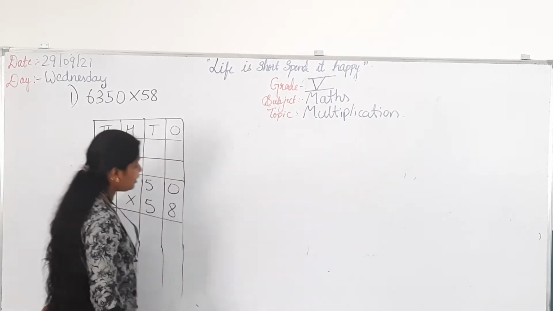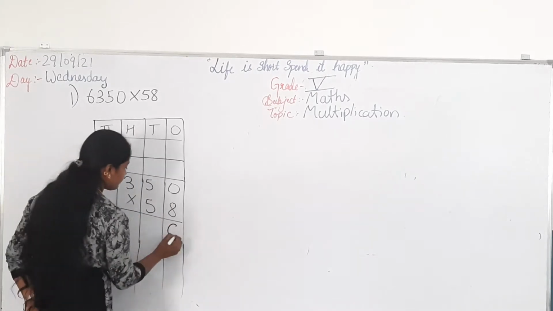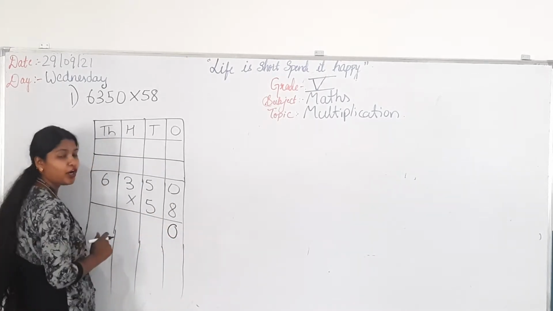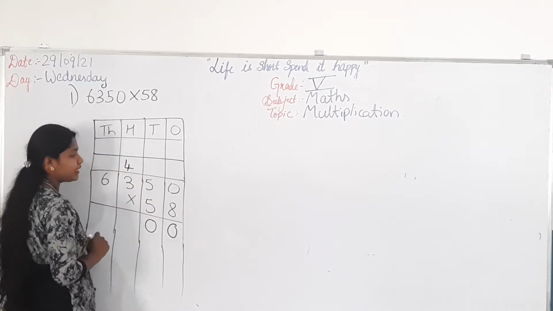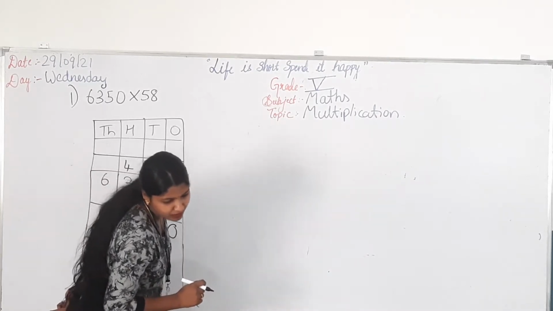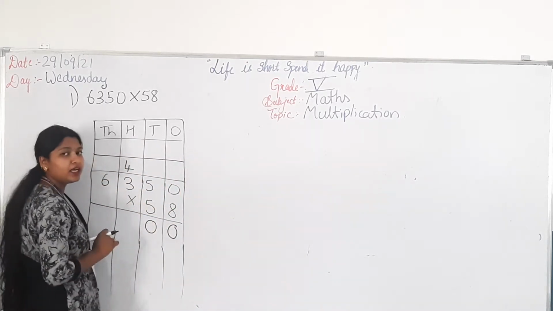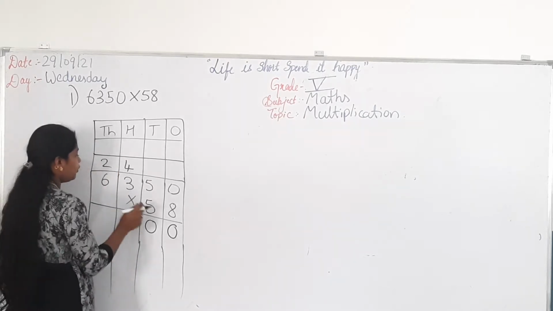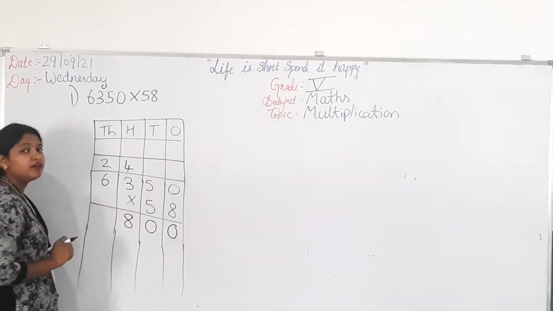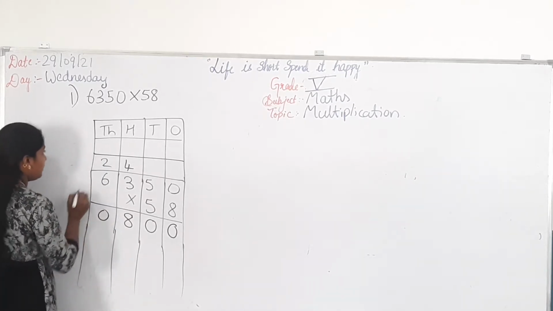From the ones place you have to start. 8 zeros are 0. 8 fives are 40. 0 you will write here, 4 is the carry in the hundreds space. Then 8 threes are 24 plus 4 is 28. 8 here, 2 carry. 8 sixes are 48 plus 2 is 50. So 0 here, 5 here.